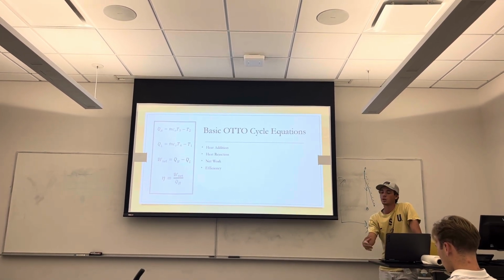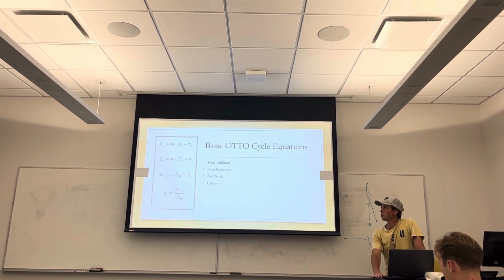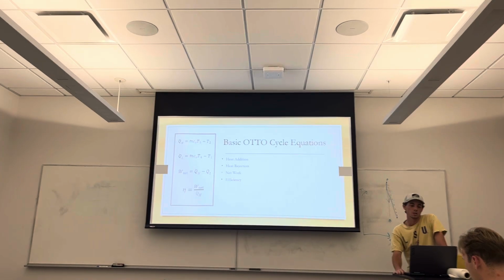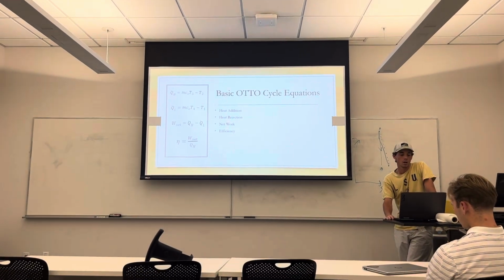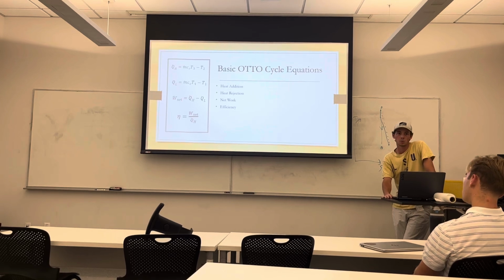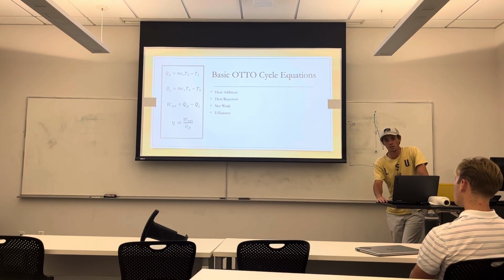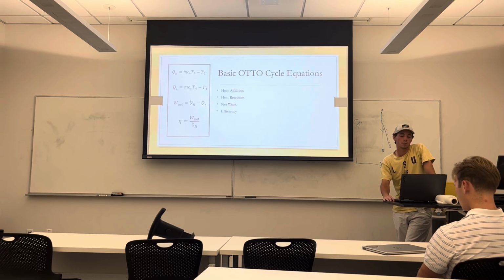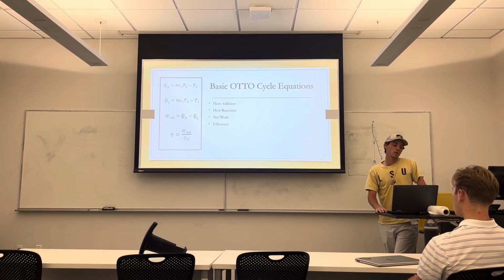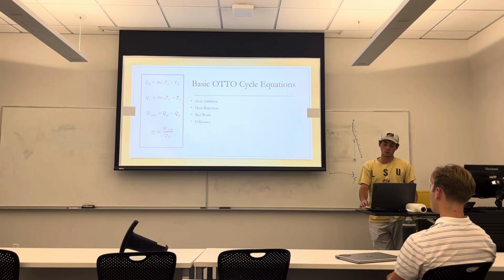So for heat loss, you're going to have your mass flow rate times your volume specific heat, multiplied by the difference in temperatures of your steps. Then your net work is simply the difference between your heat addition and your heat loss. And then your efficiency is simply your net work divided by your heat addition.